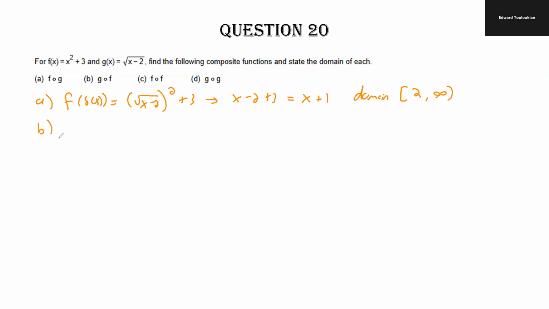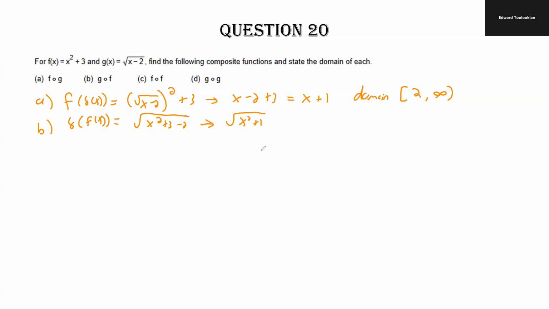For part B, we're doing it the other way: g of f of x. So we take g, which is the square root of x minus 2, and replace x with x squared plus 3. So that is that one, and then minus 2. I basically replaced this x with f of x, so that x became x squared plus 3, minus 2. We can simplify that. That's the square root of x squared plus 1, and that would be my composite function.